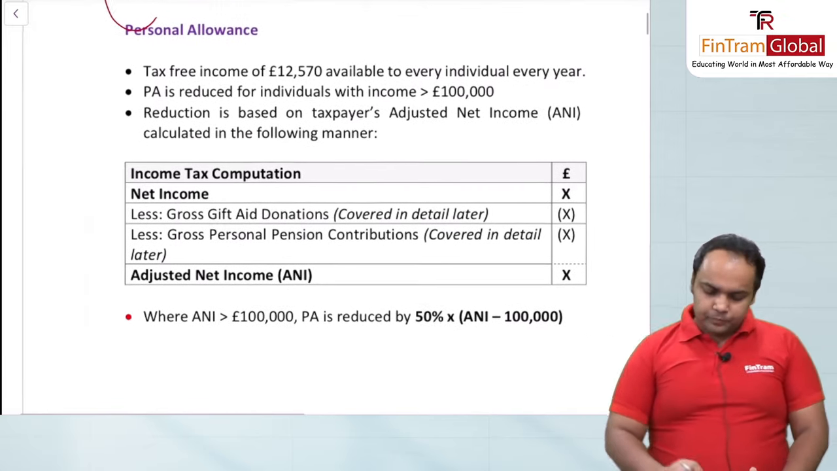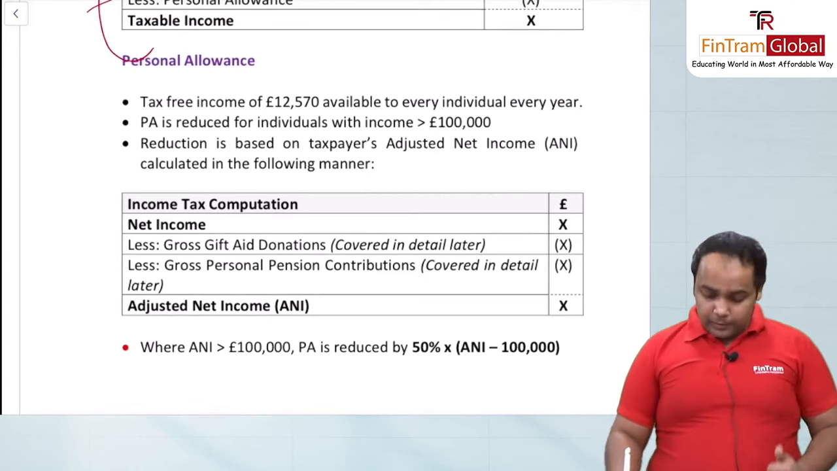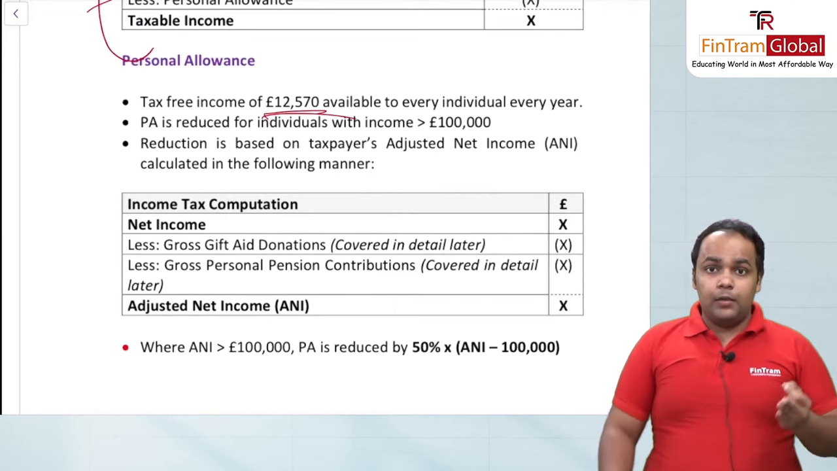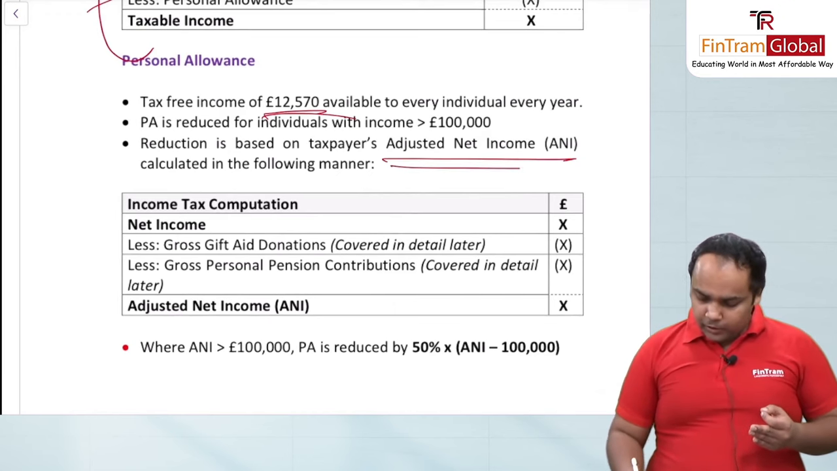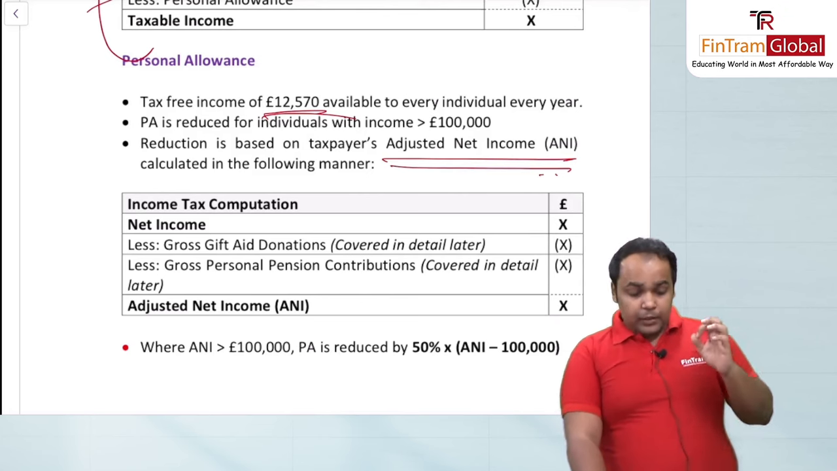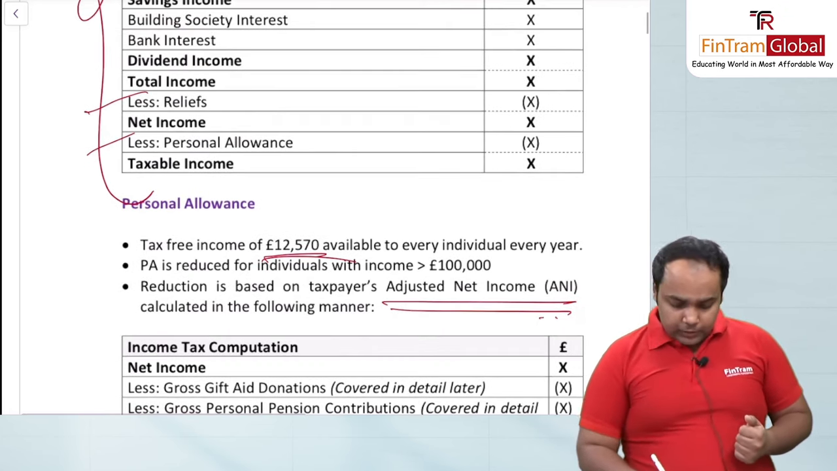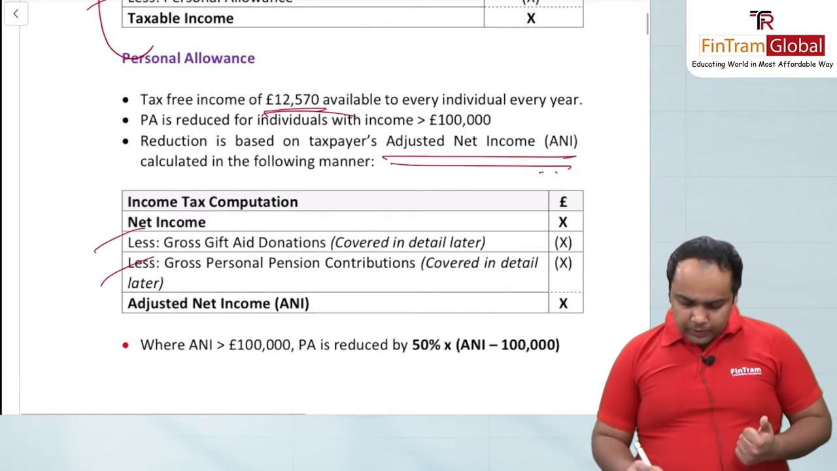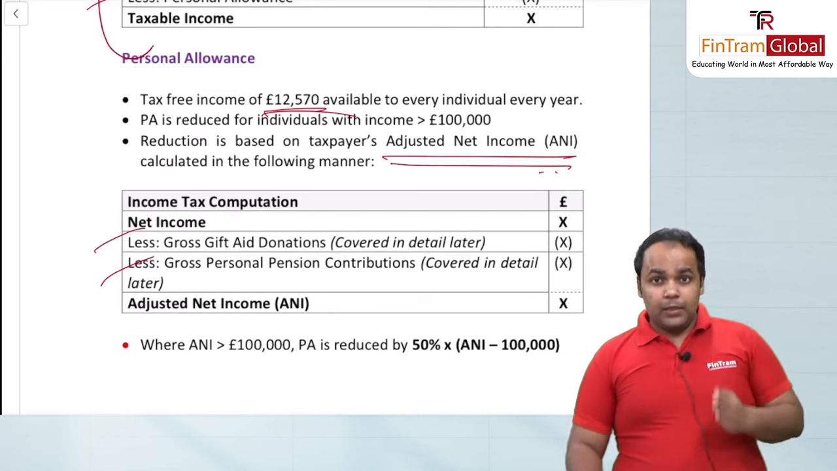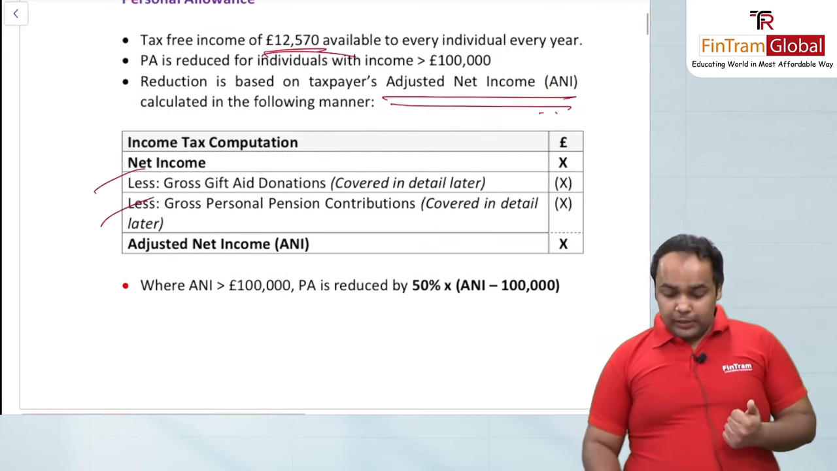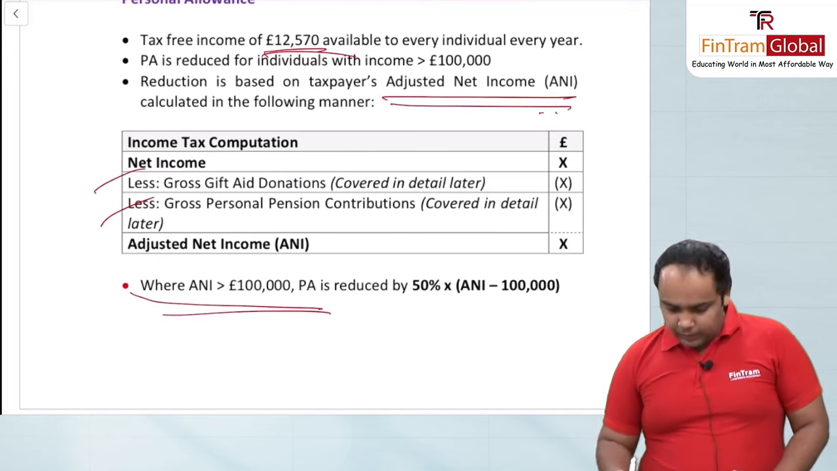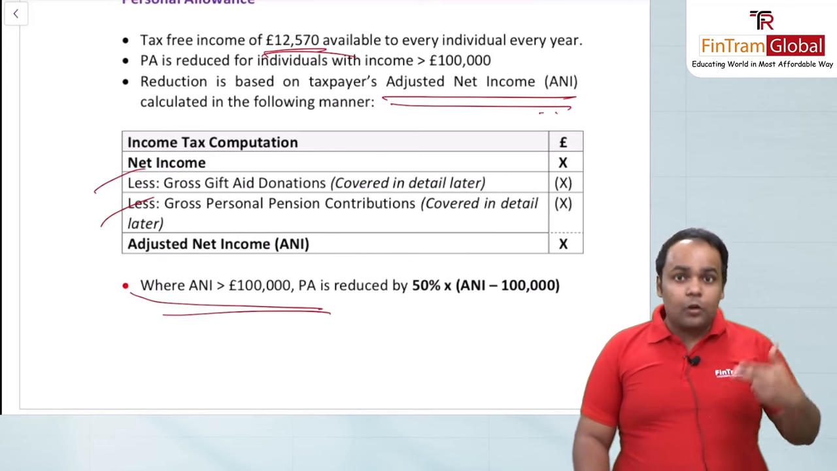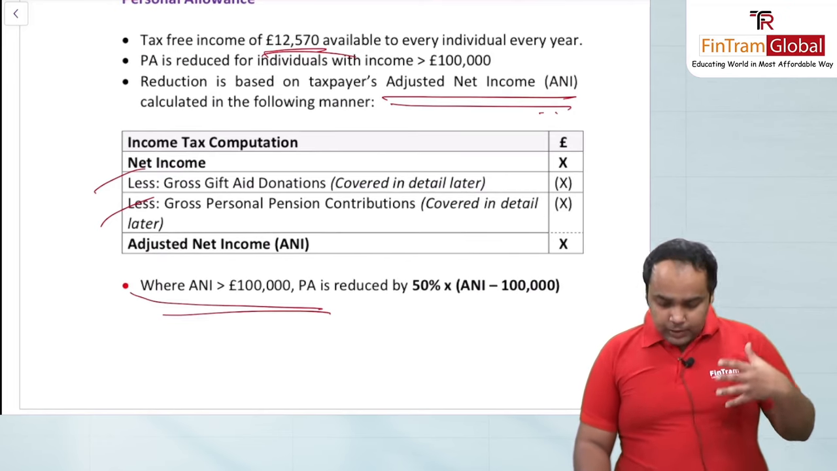taxable income. Personal allowance, remember, is tax-free income of 12,570 available to all taxpayers, and it's reduced when the adjusted net income is more than 100,000. Adjusted net income is the net income calculated after the reliefs minus the gross gift donations and minus the gross pension contributions. Whenever the adjusted net income is more than 100,000, the personal allowance is reduced by 50% of the excess of the ANI over 100,000.